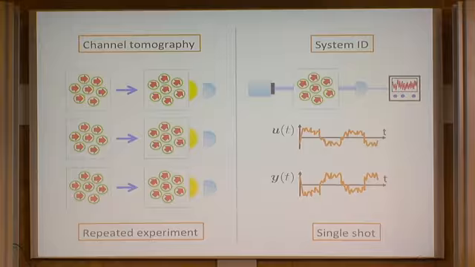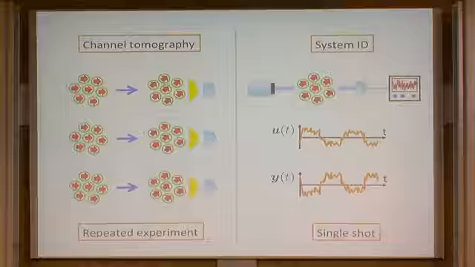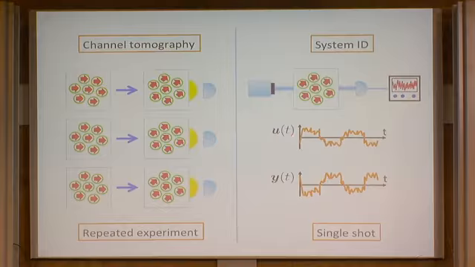On the other hand, this is a situation of system identification. As I said, this is the dynamical setup. So we have the time series of u and y. Here, if we are lucky, only a single-shot experiment is enough to get enough data for identification. So those are very different. But I'm not saying that system identification is better than the tomography setup. This is just the difference of the setup.